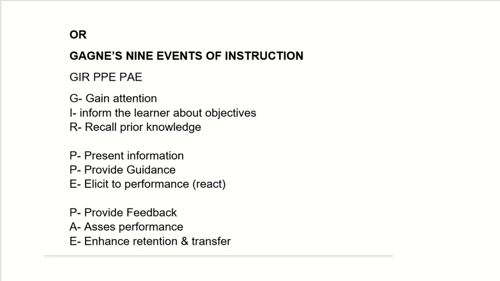Okay, so first is to gain attention, then inform the learner about objectives, then recall prior knowledge, present information, provide guidance, elicit performance, provide feedback, assess performance, enhance retention and transfer. So when a teacher comes in the class, we first stand for a few minutes, let everyone notice that the teacher has already entered the class.